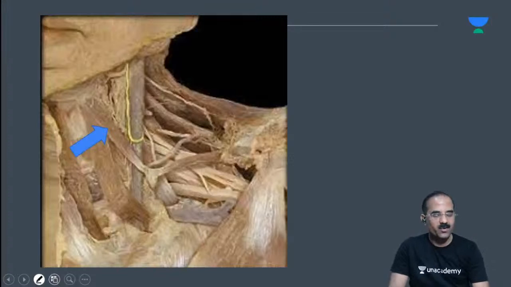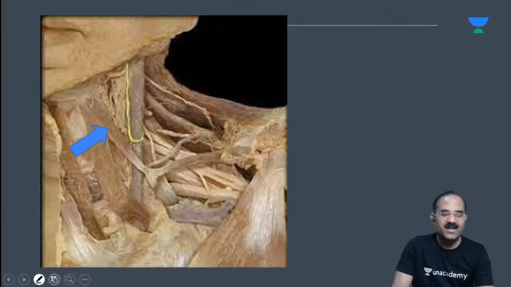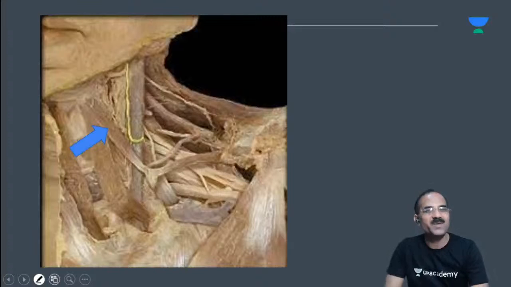Yes, this is the omohyoid. Ankit, omohyoid doesn't have an anterior belly, my child. Anterior and posterior belly is for the digastric muscles, right? Digastric का होता है anterior and posterior belly. What is it for the omohyoid? What is that?